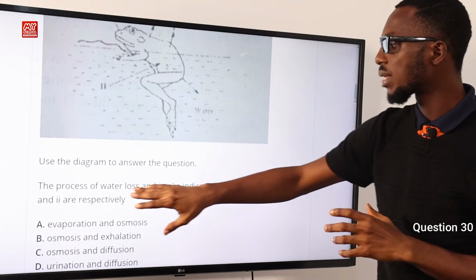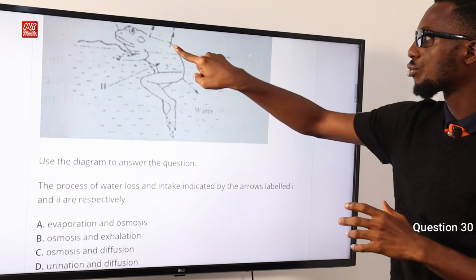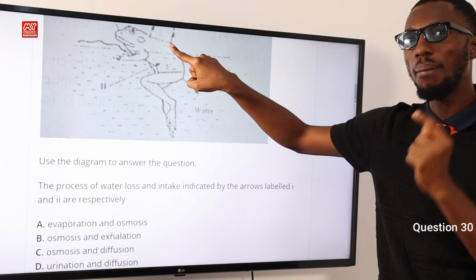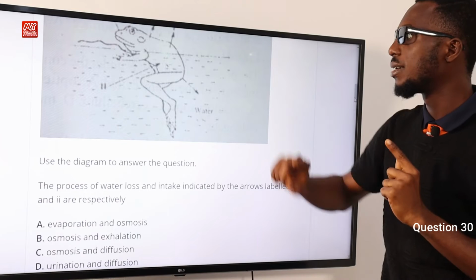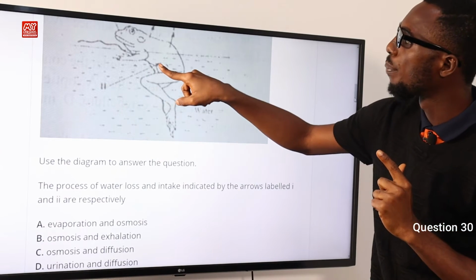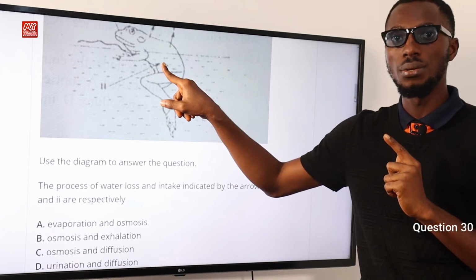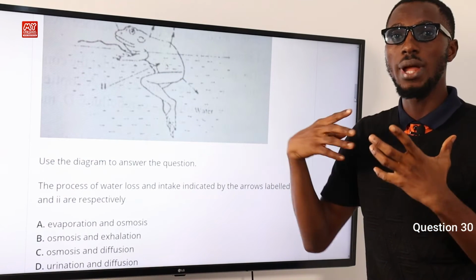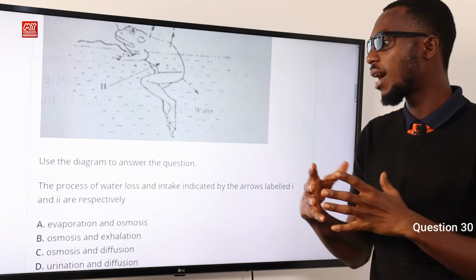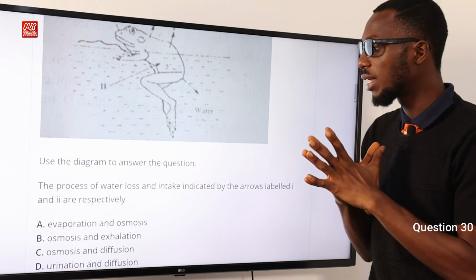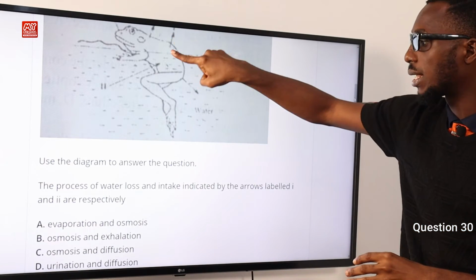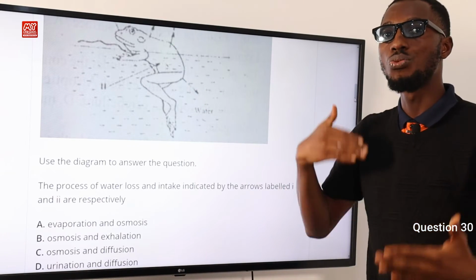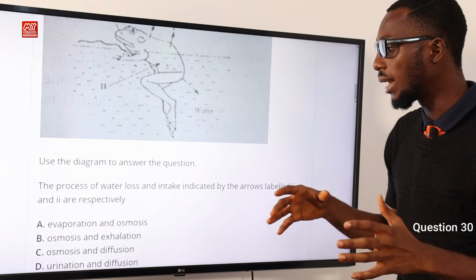So the process of water loss and intake through the point labeled I is through osmosis, the thin permeable membrane. Then II points to the position of the lungs. So the water loss is through exhalation, that is breathing out. So the correct option is option B, I for the skin, which is by osmosis. That is why they have to stay in a moist environment to reload their water reserve in the system.